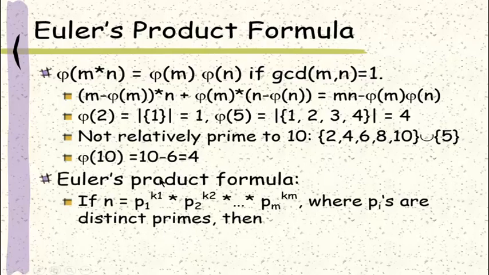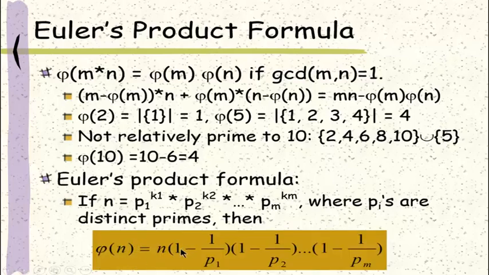Indeed, we have Euler's product formula, which we're not going to give the proof of. It says that if we can do the factorization of n equal to p1 to the power k1 times p2 to the power k2 times etc. to pm to the power km, where all these pi's, p1, p2 until pm, are distinct prime numbers. If we have this prime factorization of n, Euler says phi of n equals n times 1 minus 1 over p1 times 1 minus 1 over p2 times dot dot dot until 1 minus 1 over pm.